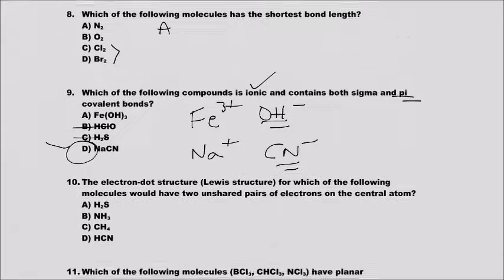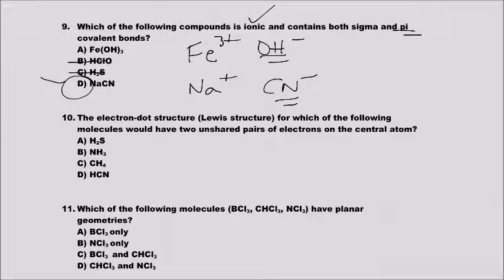All right, number 10, the electron dot structure, or we call those Lewis structures, for which of the following molecules will have two unshared pairs of electrons on the central atom. This is the time you might want to consider drawing some of these. I'd look at C. C might be the one you've drawn the most. It's tetrahedral. Carbon can have some combination to have 4 bonds. So we know that there are no unshared pairs, so I would rule that one out.